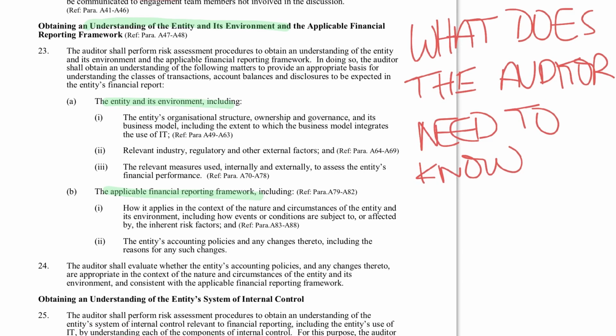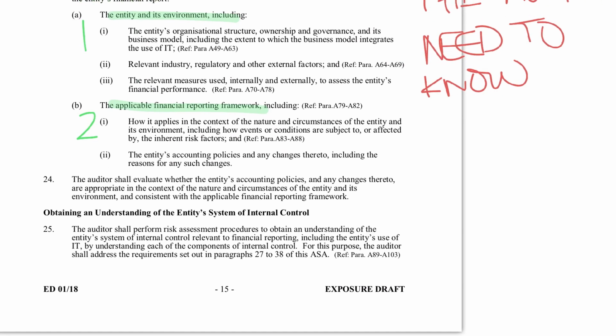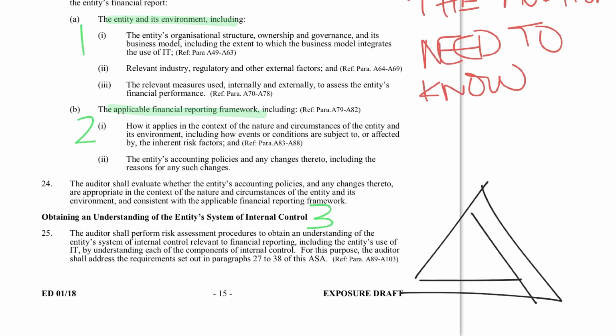So, there are three things that we need to understand. Number one is the entity and the environment. Number two is the applicable financial reporting framework. And number three that the standard requires us to look at, which has its own heading, is the system of internal control. And we've always had to look at that. I've talked about this before. I like to use the triangle analogy of the control environment at the bottom, risk assessment, control activities, monitoring and information systems.